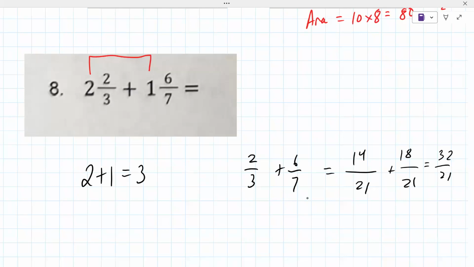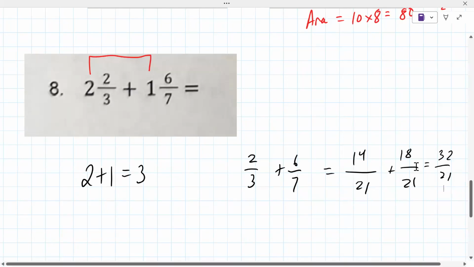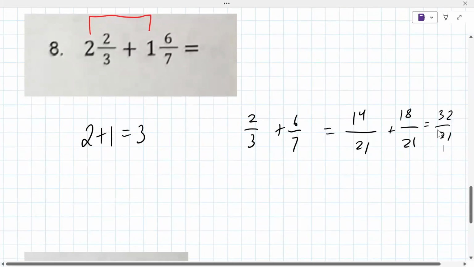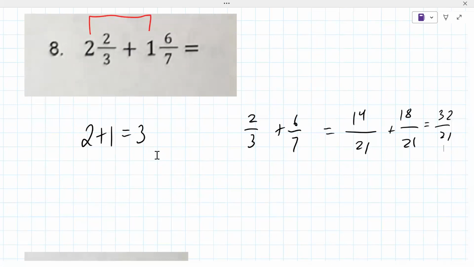That's good. And then one of the issues with this though is that it is bigger than 1. So you do want to convert this to a mixed number. Okay. How do you convert to the mixed number again?